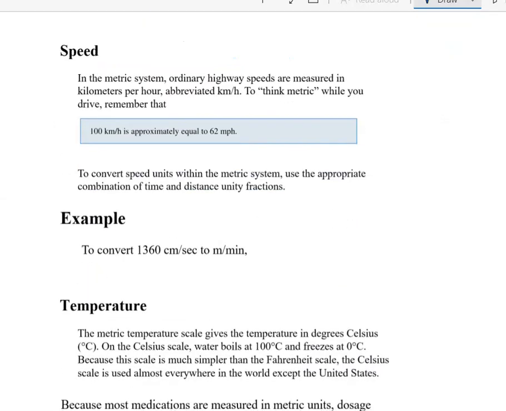We talk about speed. We've got 100 kilometers an hour is approximately 62 miles per hour, to kind of put that in perspective. So we want to convert 1,360 centimeters per second to meters per minute.